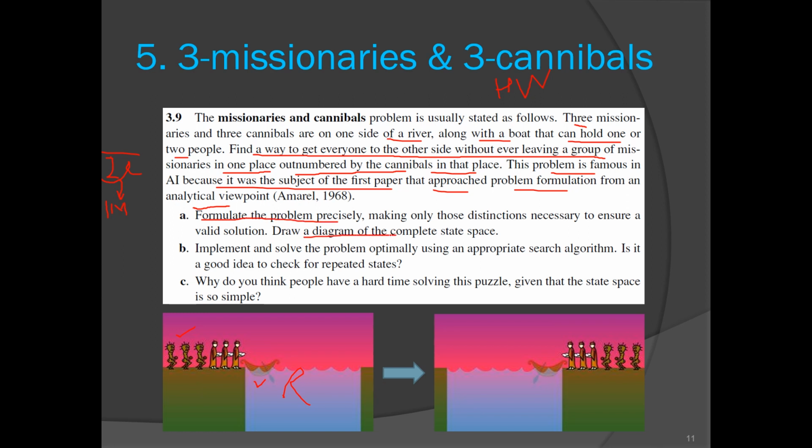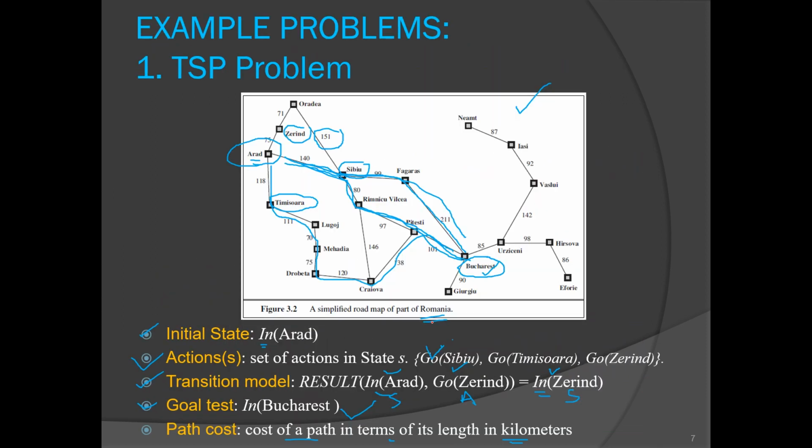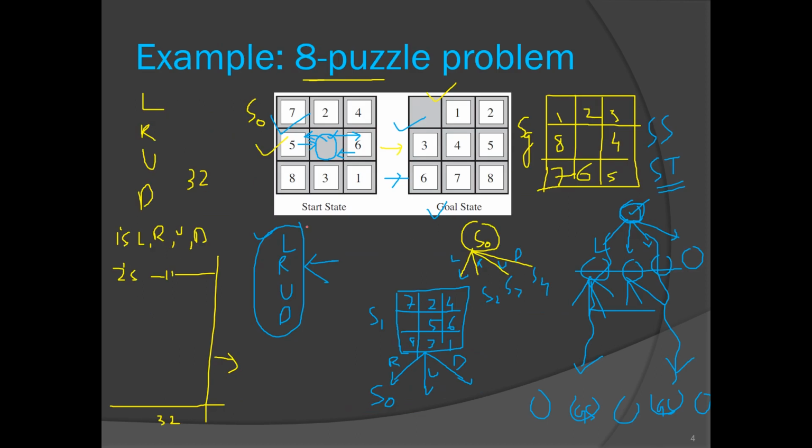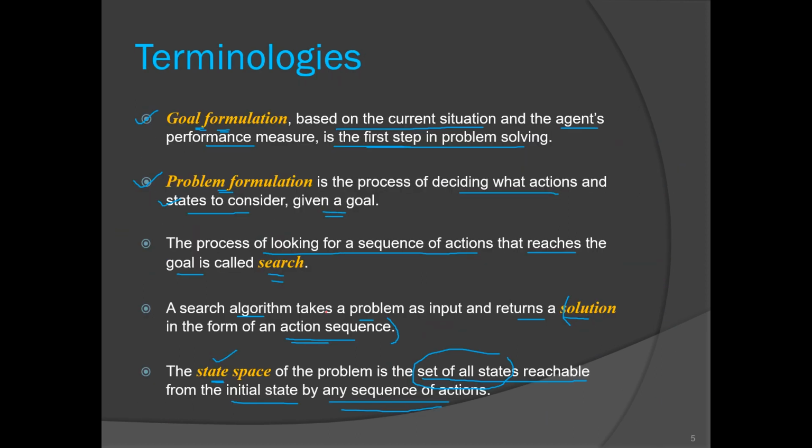So here what you have to do is formulate this problem precisely, and draw a complete state space. You have to draw that tree diagram, and give the solution to this problem. Take a picture of this, and show me the solution and the state space diagram. So I think the concept of a well defined problem is clear to you.